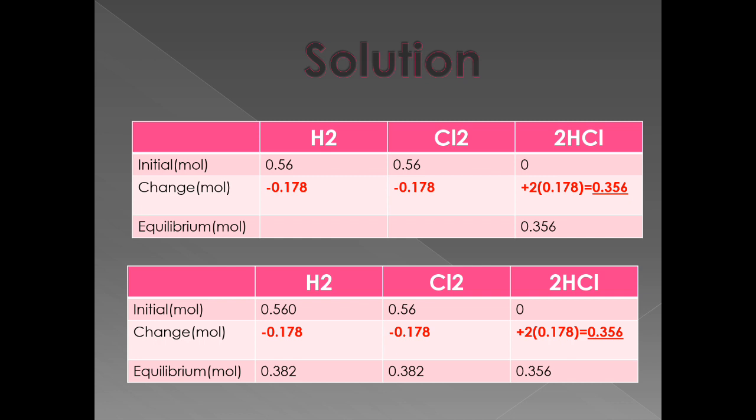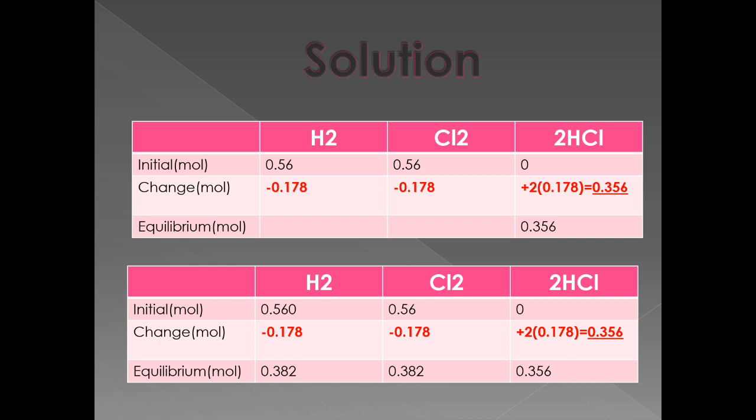Now, to get the concentration at equilibrium, we are going back again to the things that we said before, that the concentration at equilibrium will be the summation of the initial concentration and the change in concentration. In hydrogen, we are going to add 0.560 to negative 0.178. That's why we get 0.382. The same thing with the chlorine, 0.56 added to negative 0.178, we get the value of 0.382 as the concentration at equilibrium.